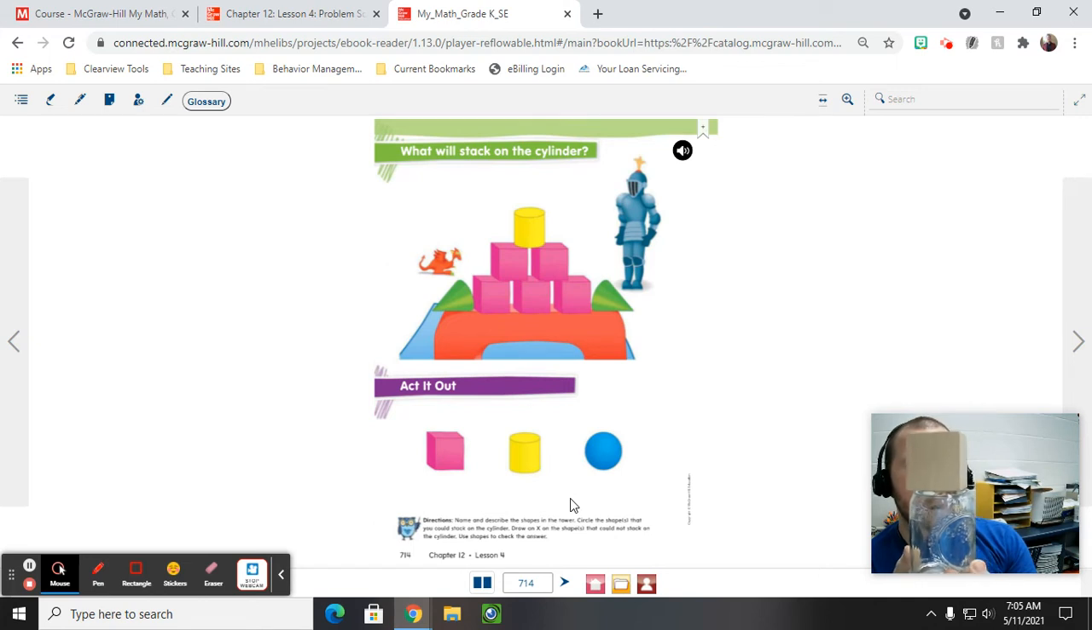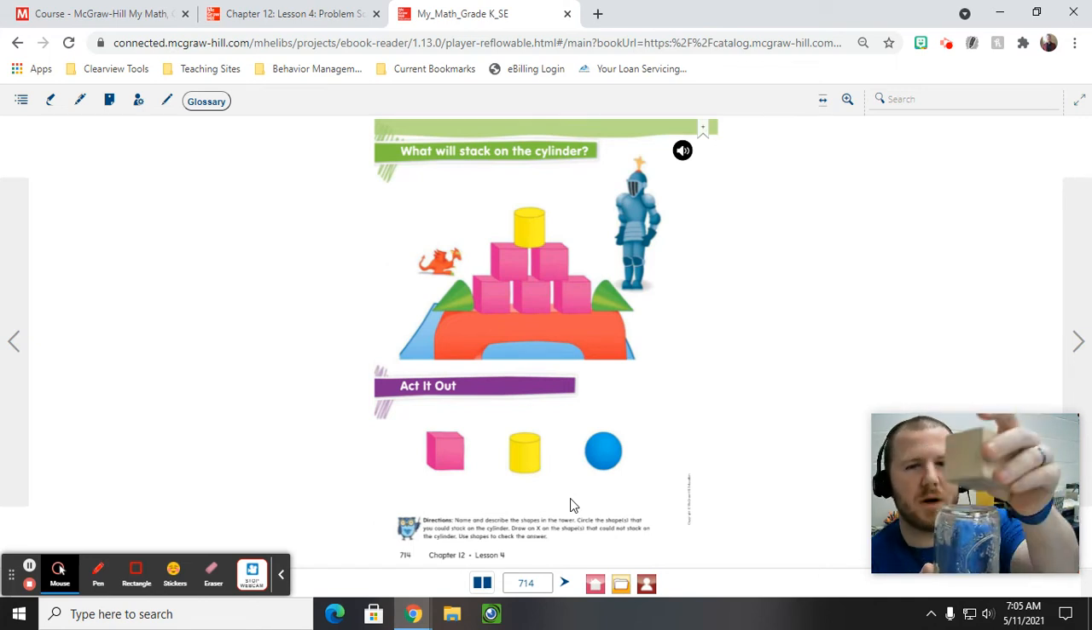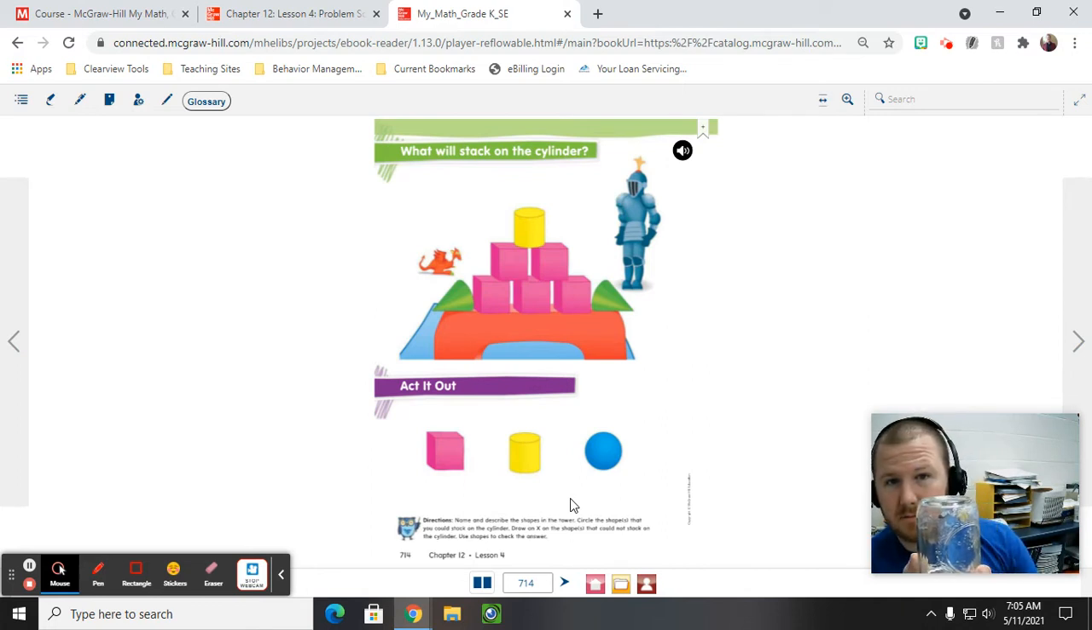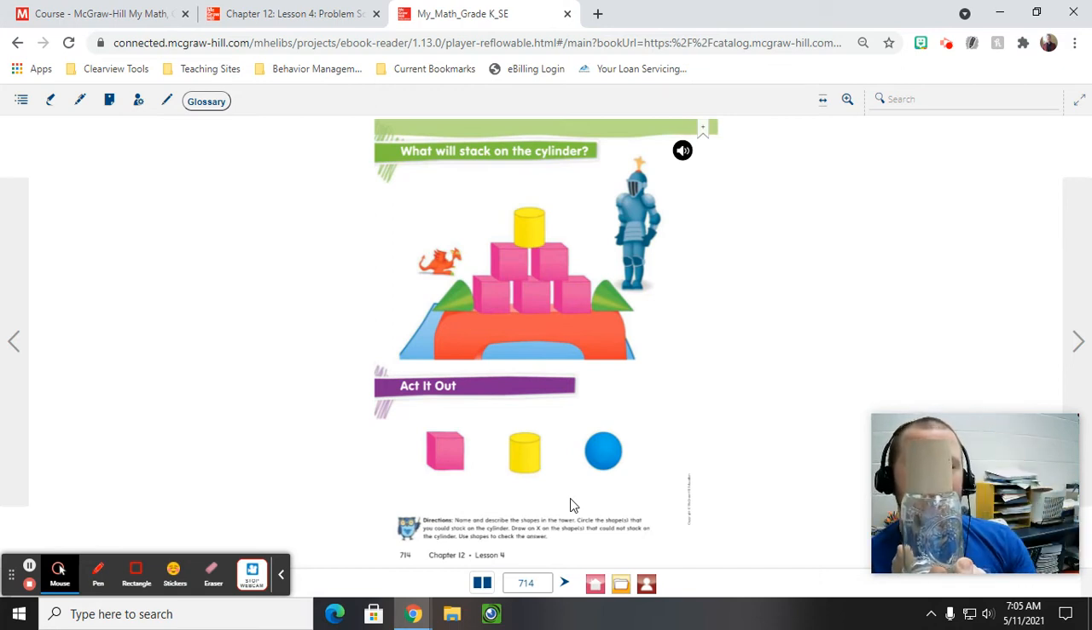It worked because they have a flat face on a flat face, so it works. Now, what about the cylinder? Is it going to work? A cylinder on a cylinder? Could it work? Let's try. Yes, it does. Awesome, awesome, awesome.